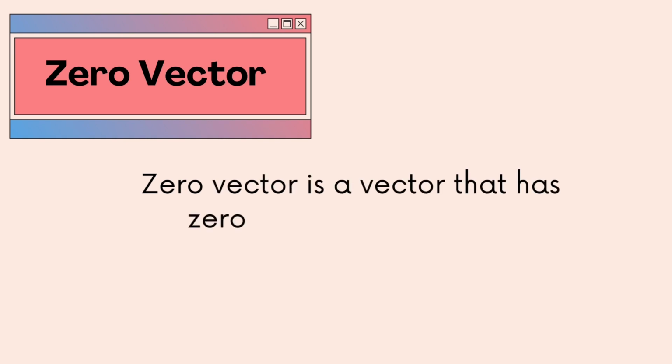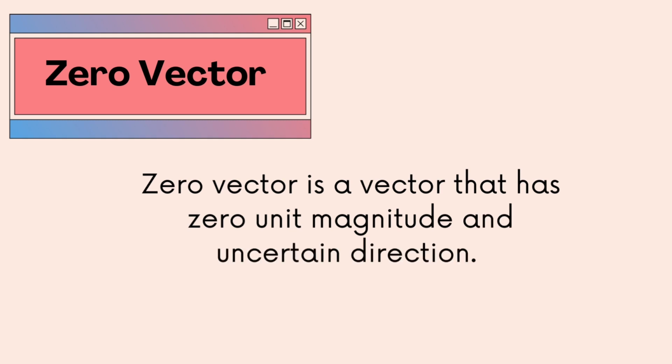And then zero vector. Zero vector is a vector that has 0 unit magnitude and uncertain direction. The direction of zero vector is 0. So guys, that's all of from me. The next topic we'll discuss with Sarah Rahayu.